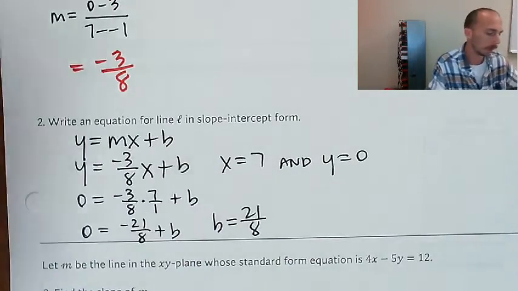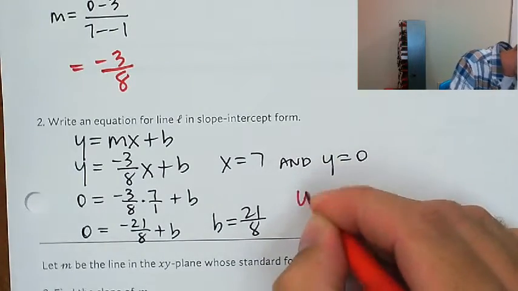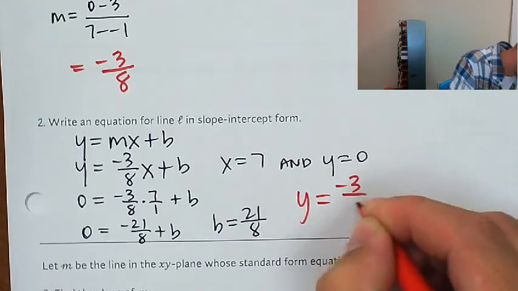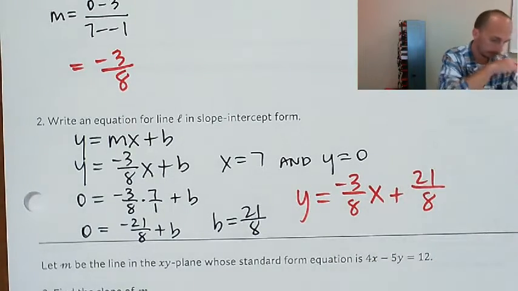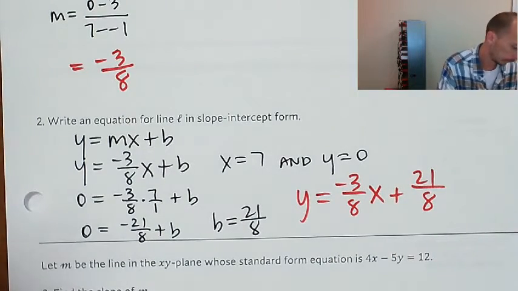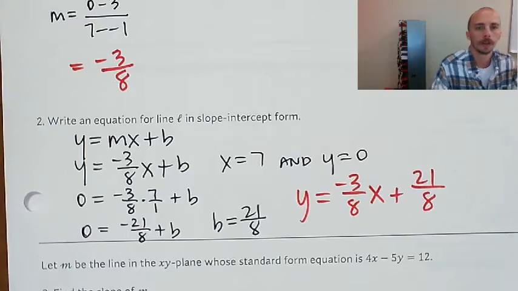I've got m over there, so I'm ready to write down my equation. y equals -3/8 x plus 21/8. Okay.